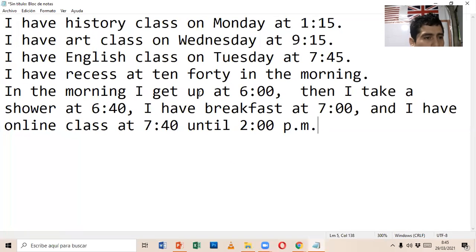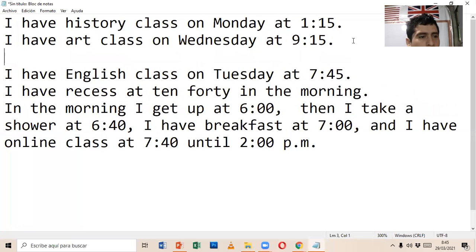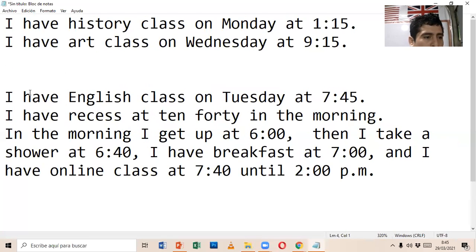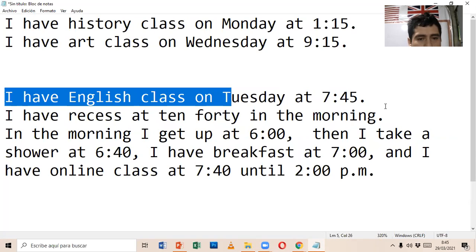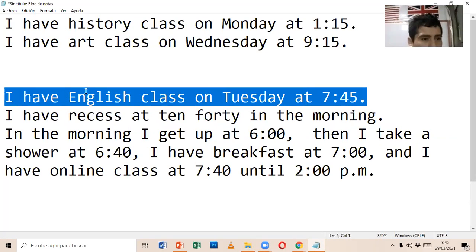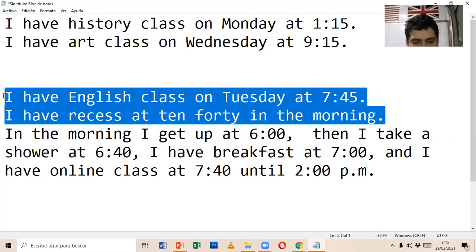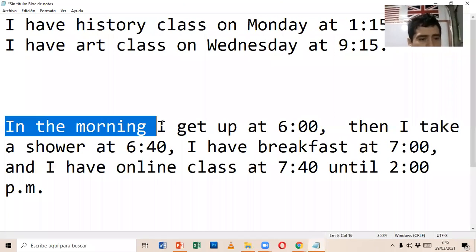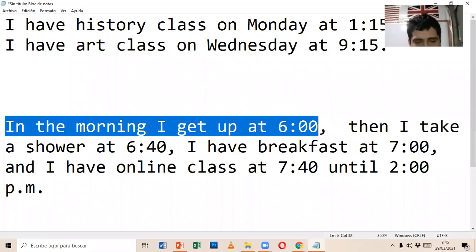A ver, please, si lo pueden hacer así parecido, come on. Si es posible, ahorita háganlo, please, todos agarrando su foro. Pueden cambiarlo acá, yes. Esta parte no. Please, todos escriban ahí, en su foro, empiecen, teacher. In the morning, I get up at 6 o'clock. Then I take the shower at 6:40, and I have breakfast at 7. Good. And I have online lesson at 7:45 until 2 o'clock.